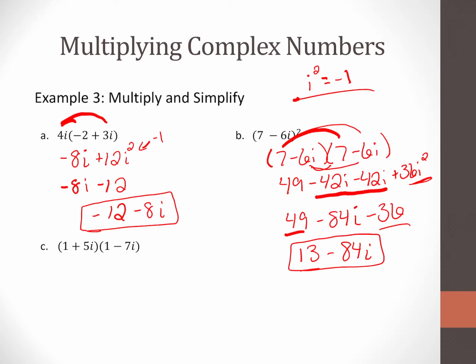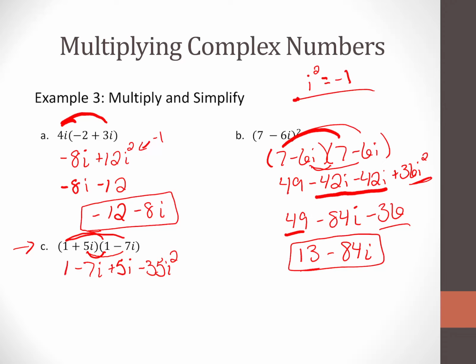And then our last one, part C right here, is just multiplying them out. So again, foiling, 1 times 1 is 1. 1 times negative 7i is negative 7i. 5i times 1 is 5i. 5i times negative 7i is negative 35i squared.